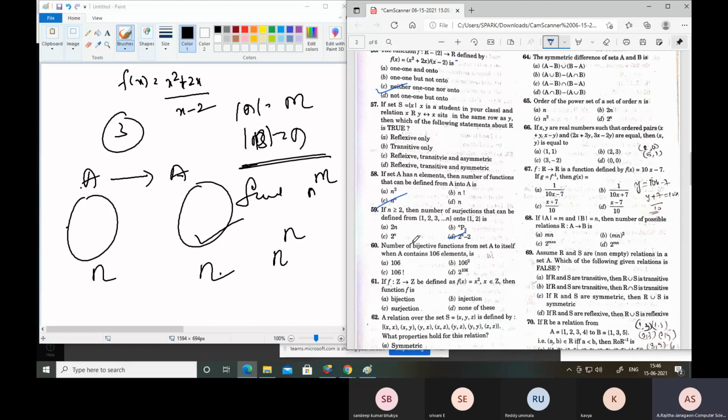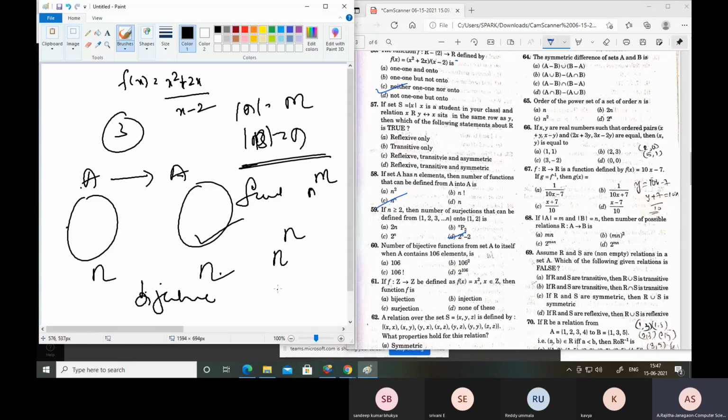So here, the number of bijective functions from set A to itself when A contains 106 elements. I already gave you this in the problem. That means for bijective functions it must also be onto. In that case we say n factorial. That means 106 factorial. So it is 106 factorial.